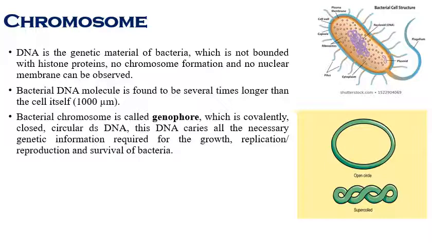Here the bacterial chromosome is called Genophore. All the necessary information can be stored in this chromosome. The important thing is that the bacteria contain only one chromosome, or one DNA. It doesn't contain multiple amounts of DNA. It contains only one DNA.